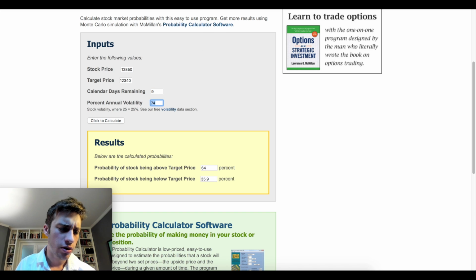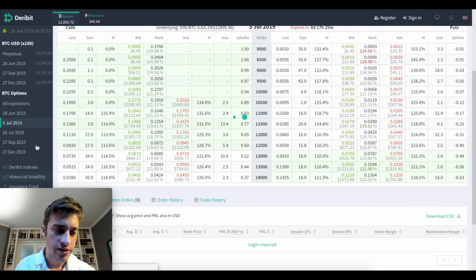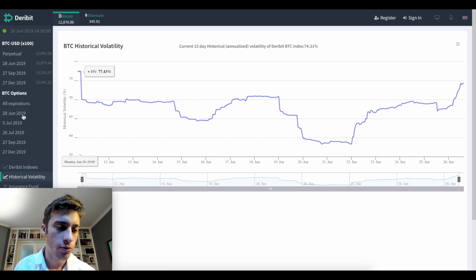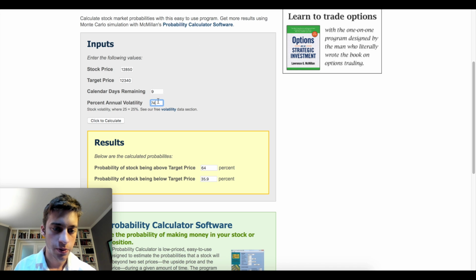volatility. Now you may wonder, whoa, where'd you get this number of 74? Well, to all you guys asking that, here you go. I'm using the Deribit historical volatility index, which is at 74.31. Just so we can be pinpoint accurate, let's put in 74.31. All right, here are the probabilities.